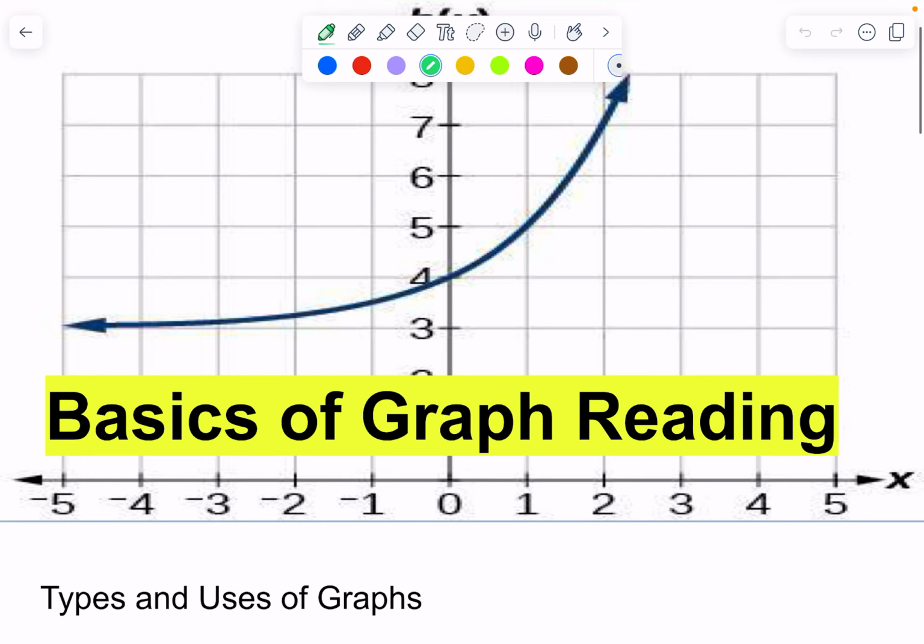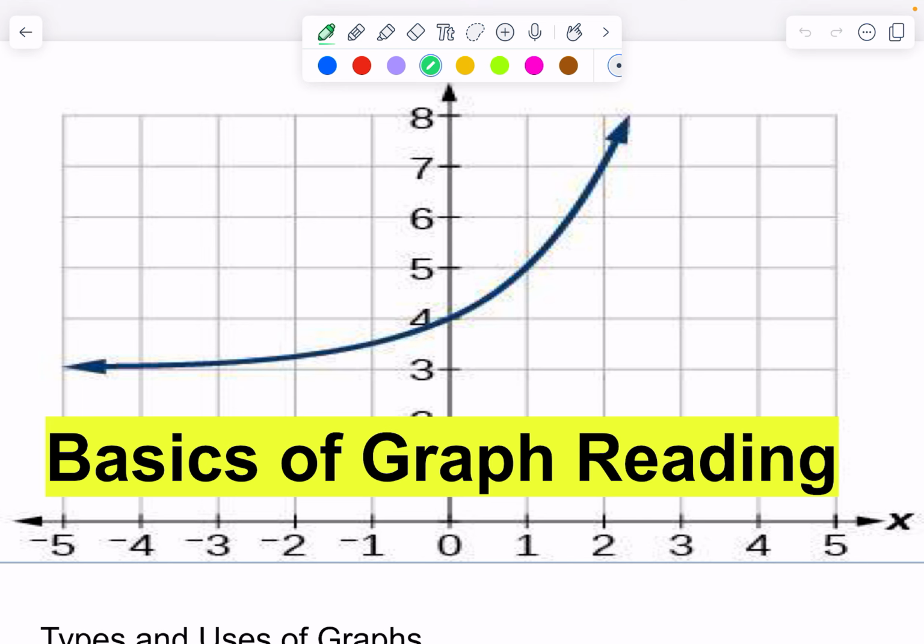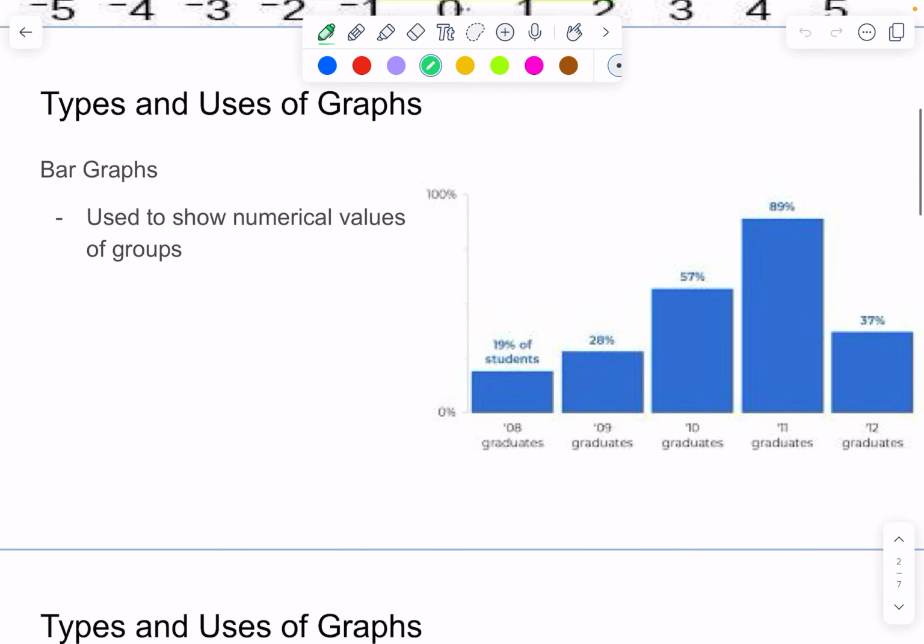Okay, so when we're looking at the basics of graph reading, first thing we're going to do is talk about the different types of graphs. So we have our bar graphs here, which are typically used to show numerical values of groups.